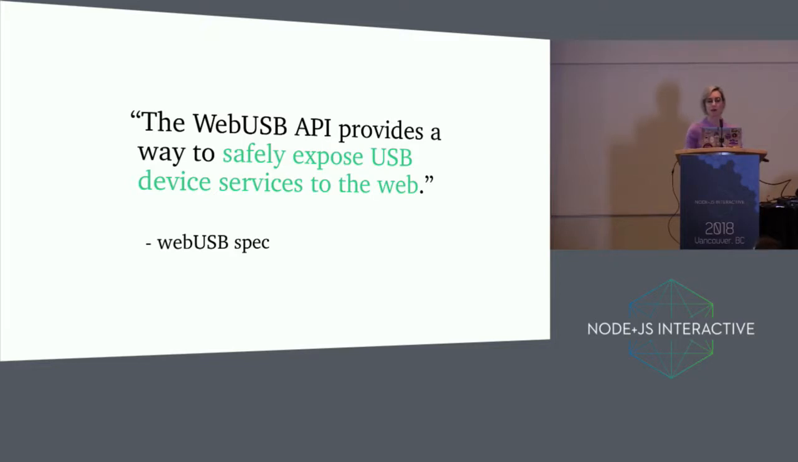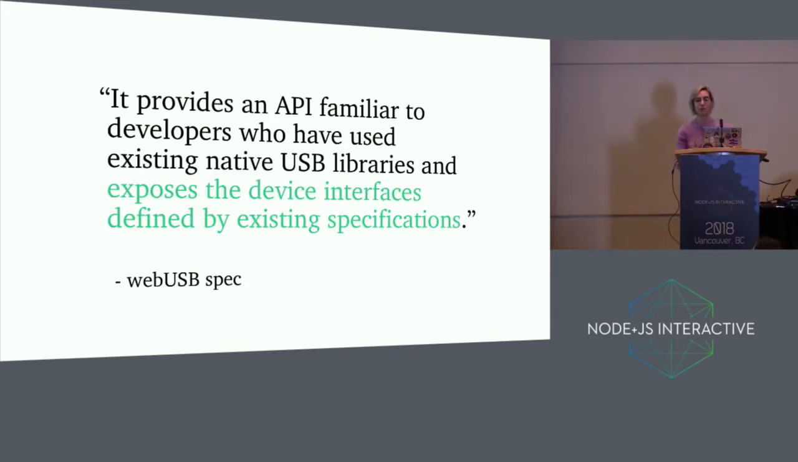So the WebUSB API provides a way to safely expose USB device services to the web. That's a pretty generic statement, but the important thing here that I really want to talk about is that it provides an API familiar to developers who have already used existing native USB libraries. So it's not like Chrome Serial where they're reinventing this new sort of API where it just doesn't really follow what you would normally do with USB devices. And it exposes the device interfaces defined by existing specifications.